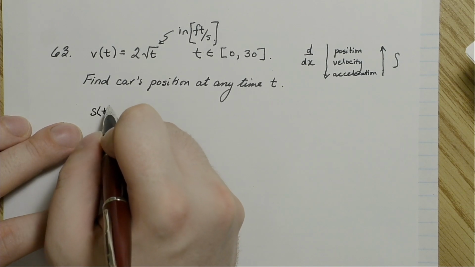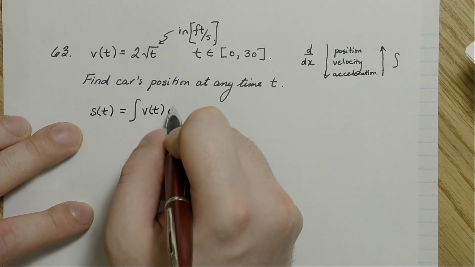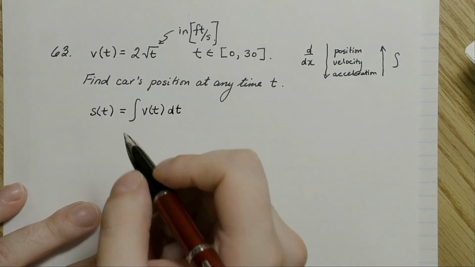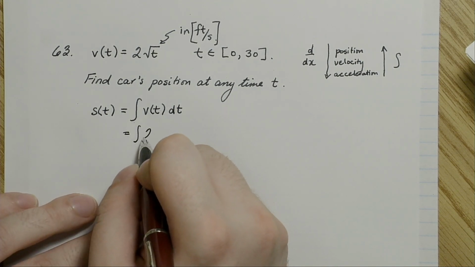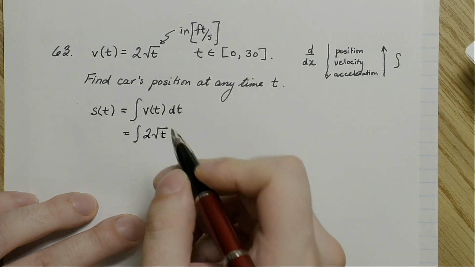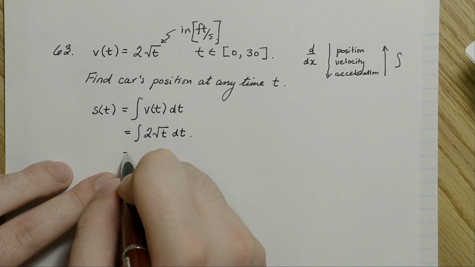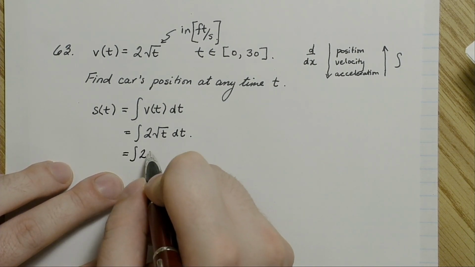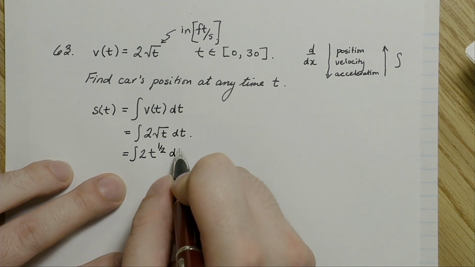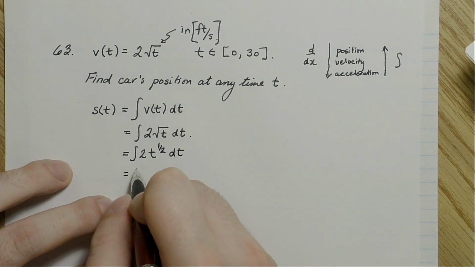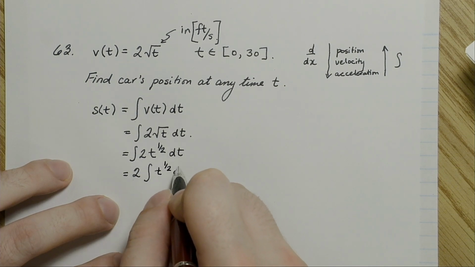which means that our position function, s of t, is equal to the integral of v of t dt, or that's equal to the integral of 2 square root of t dt. Now I can convert that to an exponent, so that's just a half. Using my rule, I can pull out that 2, so I'm just left with t to the 1/2 dt.